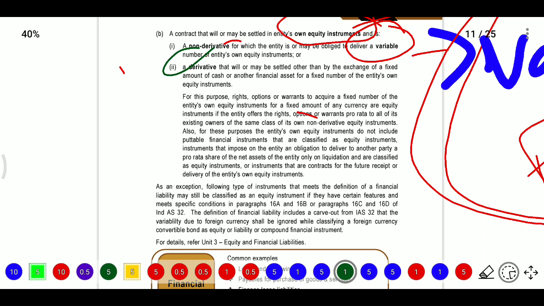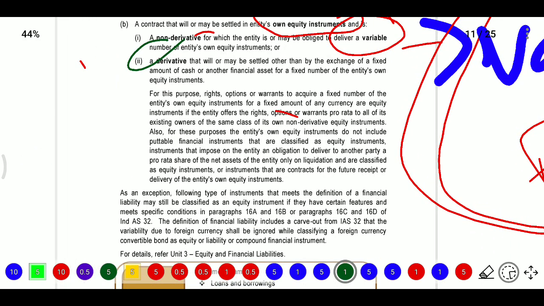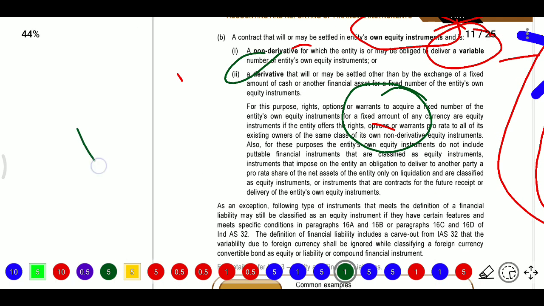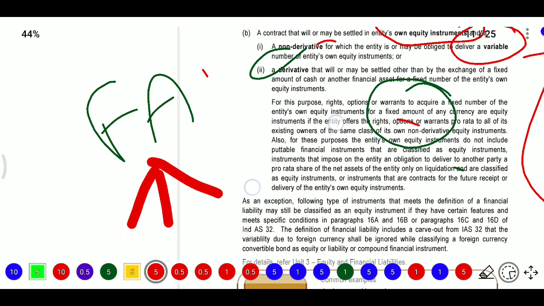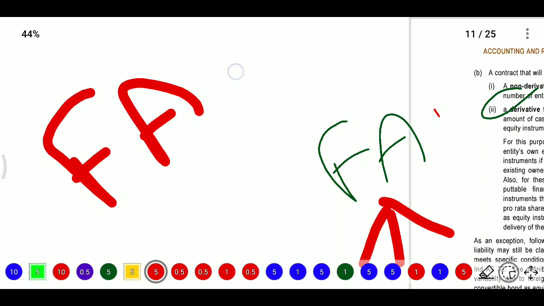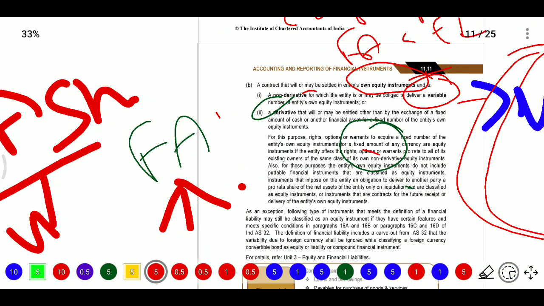So if we are providing rights, options or warrants, here rights means they will give shares at a lesser price to certain persons. Warrant means they will give the option, and the holder must exercise that option and acquire a fixed number of the entity's own equity instruments for a fixed amount. So here the amount will be fixed. Amount fixed means the number of shares may change, that will not be a problem. If the shares were fixed, then risk will arise, and it will become an equity share.